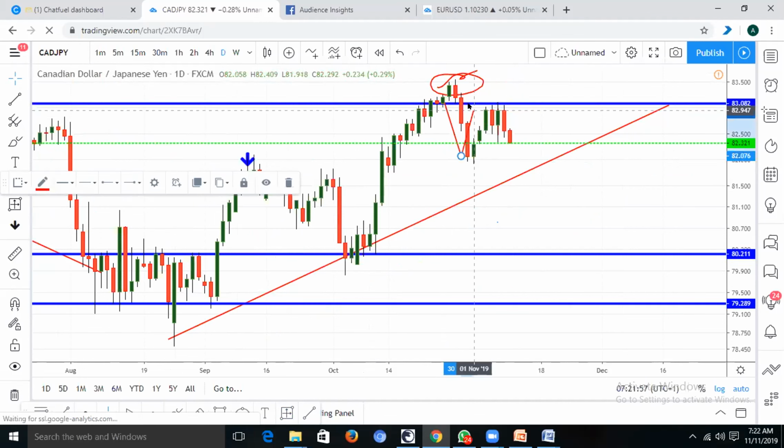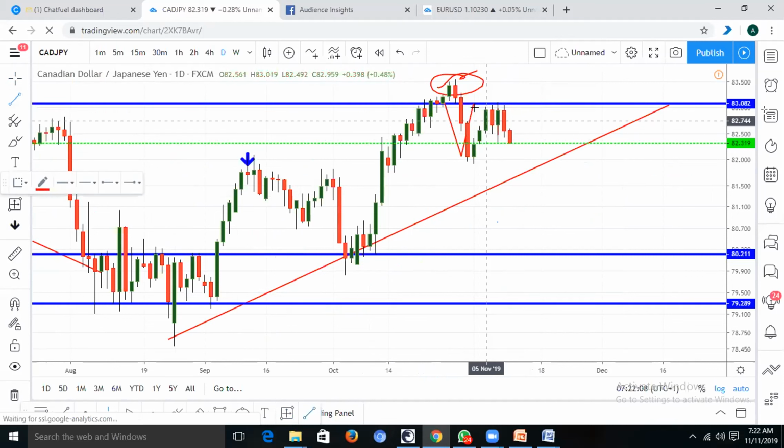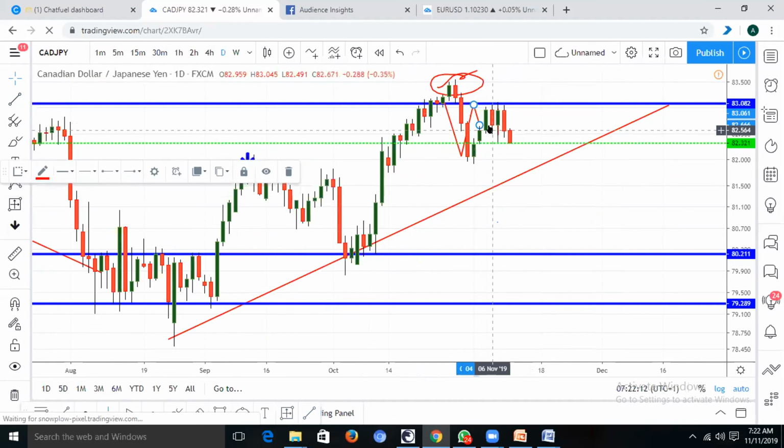So once price touched, this is what we call a double top. First touch, come down, second touch. Now it was after the second touch that I placed a sell stop. It was through this candle. Okay, this candlestick, I think so. I placed a sell stop.